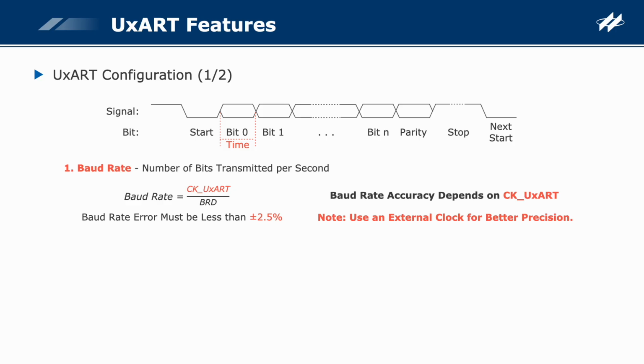As it is impossible to guarantee identical baud rates between different devices, a tolerance range of plus and minus 2.5% is permitted. The baud rate deviation is influenced by CK_UxART. If higher precision is required, switching to an external clock source is recommended.